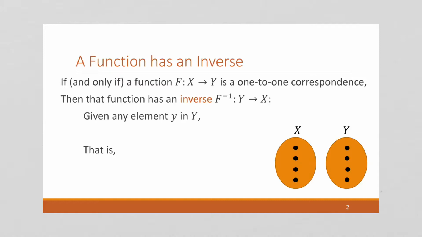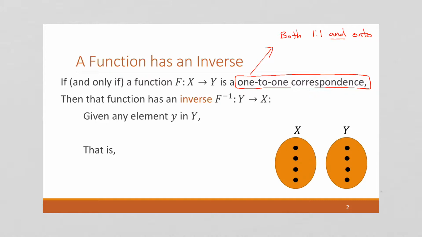A function has an inverse if and only if it is a one-to-one correspondence. All right, this is required. So only functions that are one-to-one correspondences have inverses. And if you recall the definition of one-to-one correspondence, it means it is both one-to-one and onto.